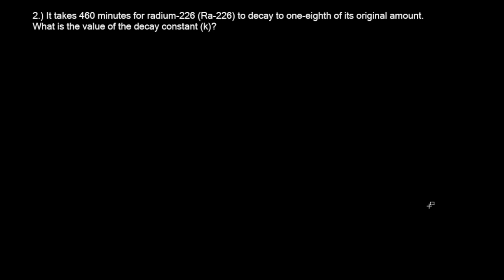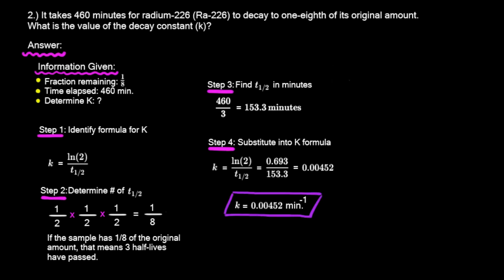Question number 2 is asking us, it takes 460 minutes for radium-226, Ra-226, to decay to 1/8 of its original amount. What is the value of the decay constant K? Take a minute to solve this problem on your own and then come back to see the solution. Here's the solution to question number 2.